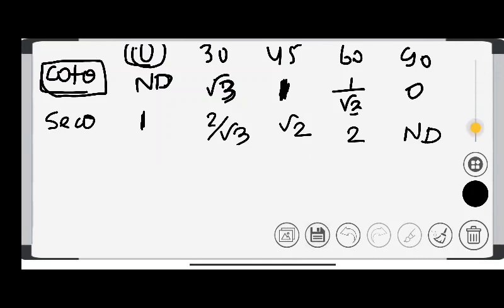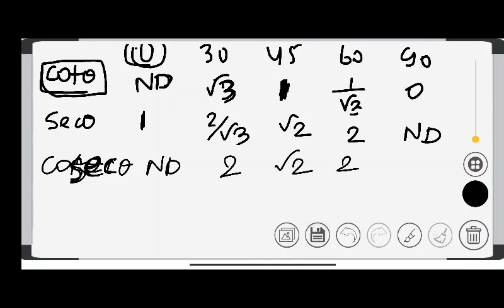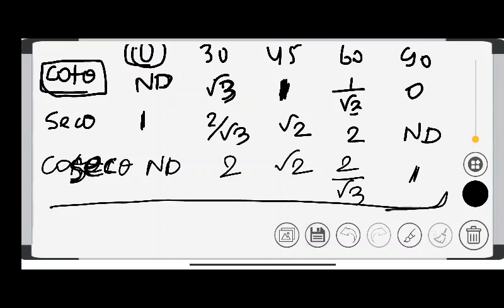And for the last one, let's start with cosec theta. Cosecant theta. So 0 degree is not defined. This one is 2, this one is root 2, this one is 2 upon root 3, and this one is 1. So remember all these 6 values. Then you will be able to solve all the sums easily. Remember all those.